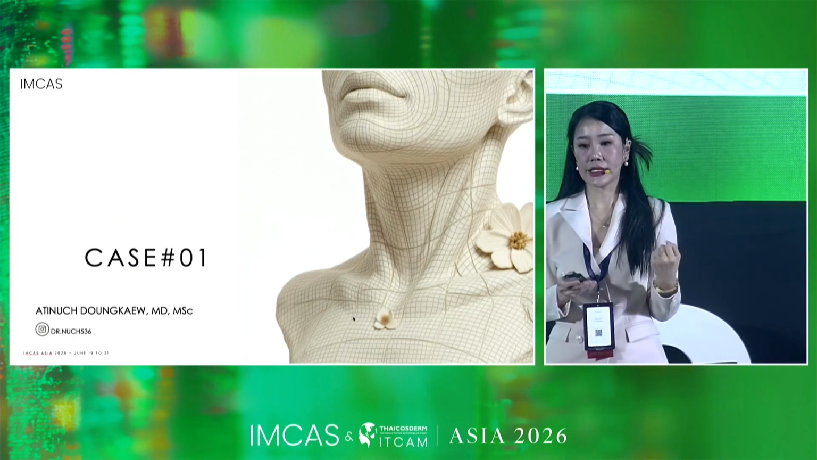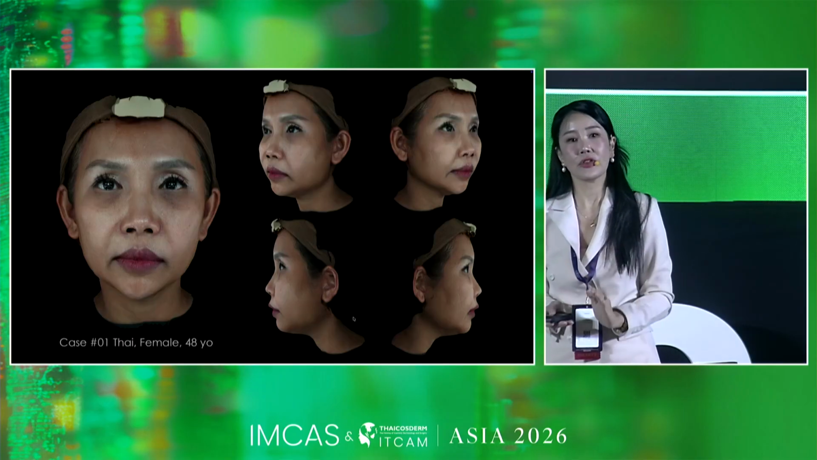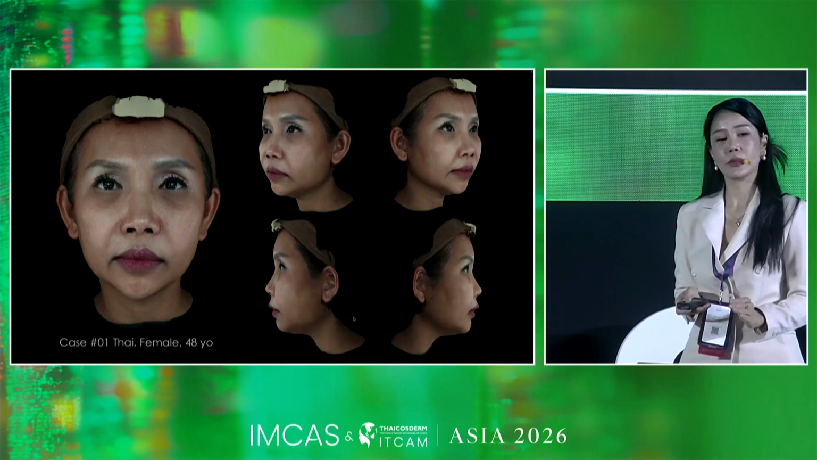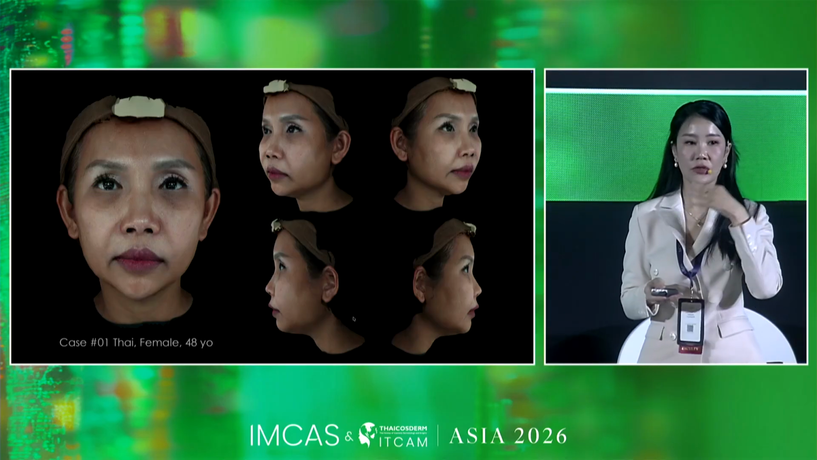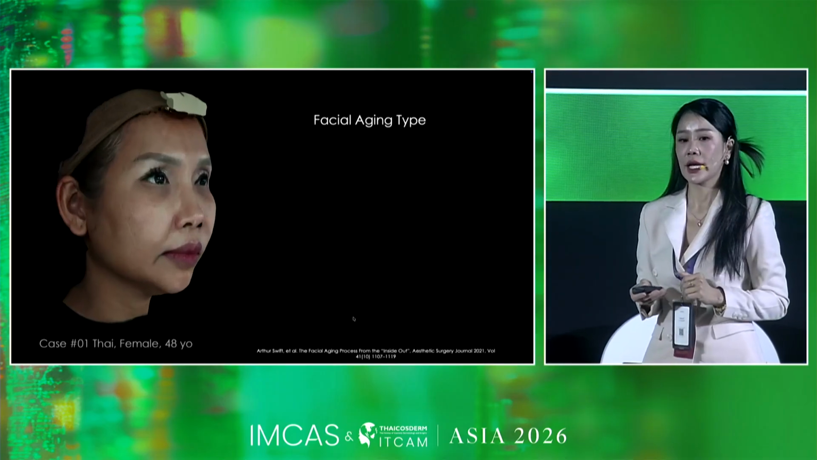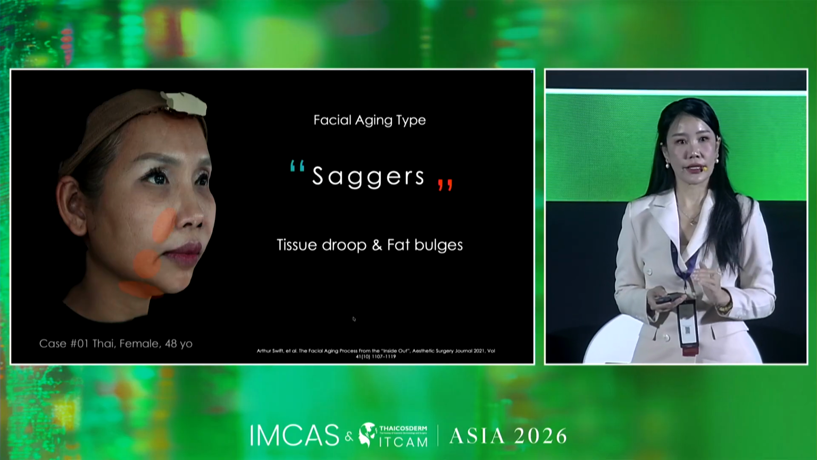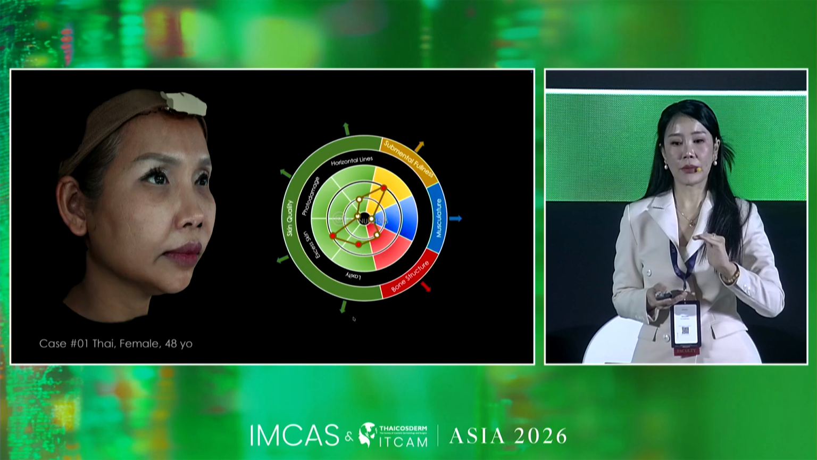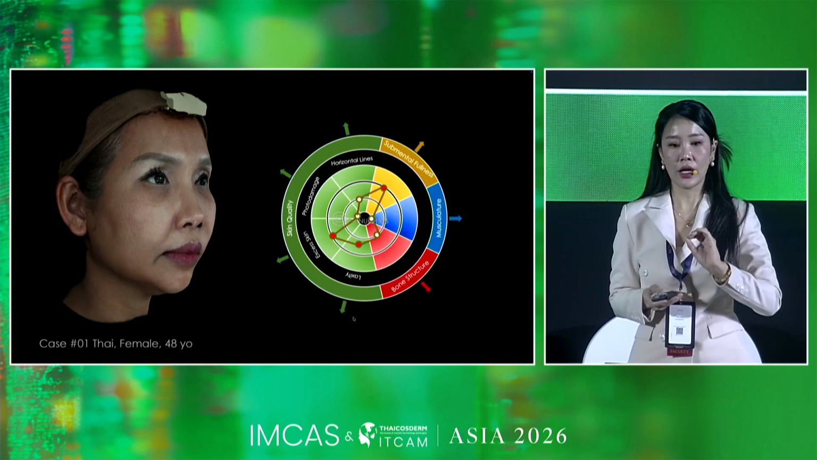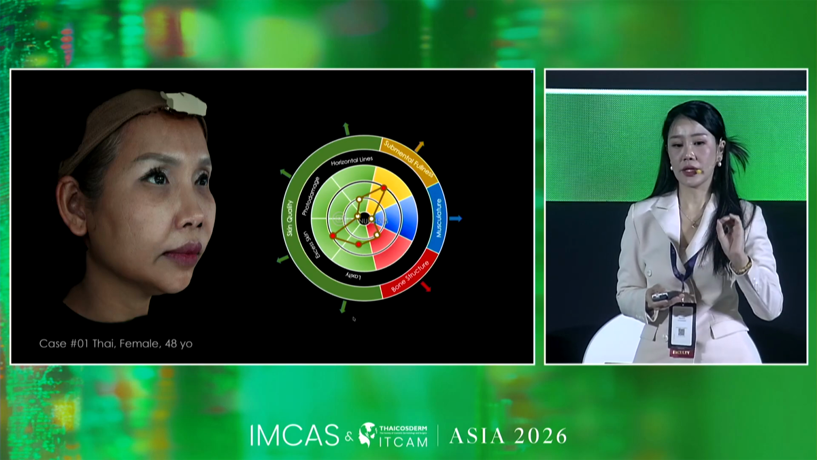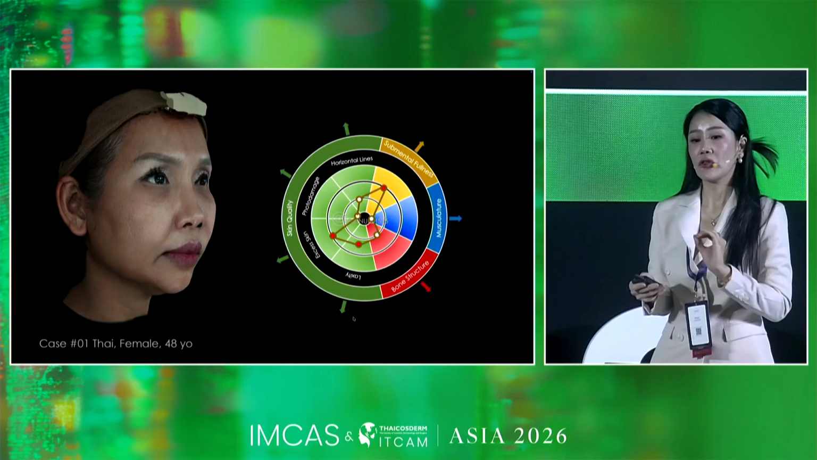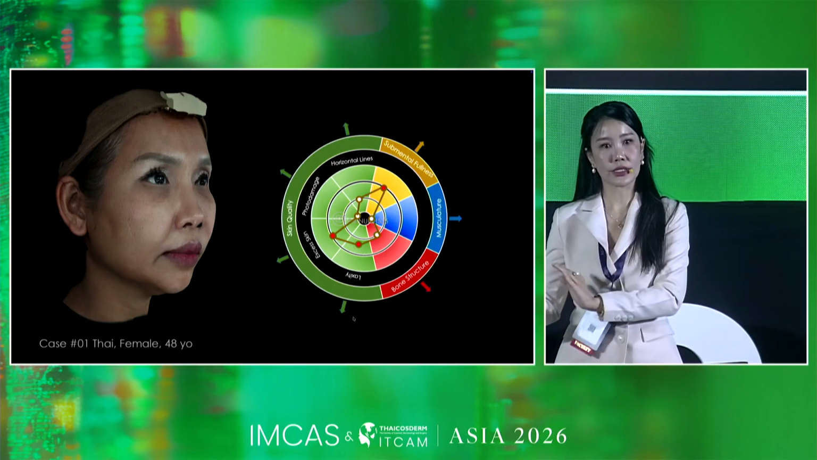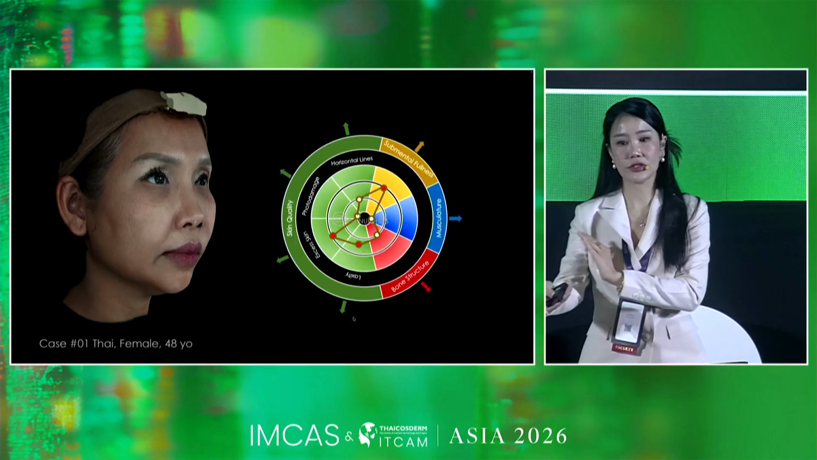I share my case number 1. She is a Thai female, 48 years old. You can see that she has some laxity and submental fullness, in the face and the neck. Her facial aging type is the Sager type, meaning she has tissue drooping with fat bulging and some areas of laxity. From that metric, I identified that her main concern is the submental fullness, as you see in the red dot.